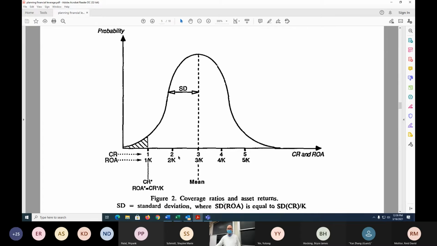So let's go back and let's create a graph. We won't create the graph, but let's do some work along these lines.